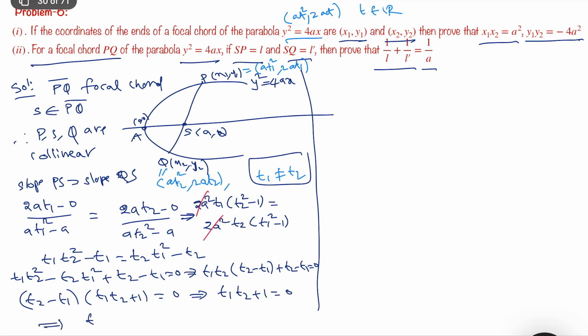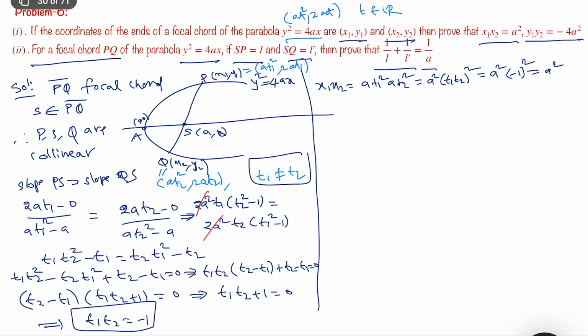That means t1 t2 equal to minus 1. Okay, so we got t1 t2 equal to minus 1. Now let us look at x1 x2. What is x1 here? a t1 square. x2 is a t2 square. Now this is going to be a square times t1 t2 whole square. So a square, what is t1 t2 we got? Minus 1. Minus 1 whole square, that's going to be a square. So we have x1 x2 equal to a square.